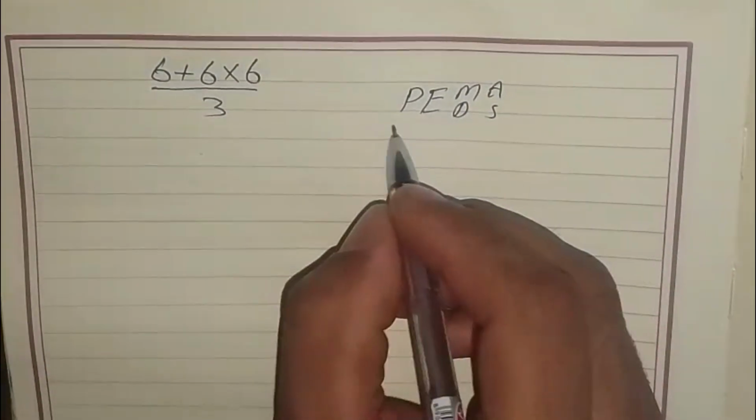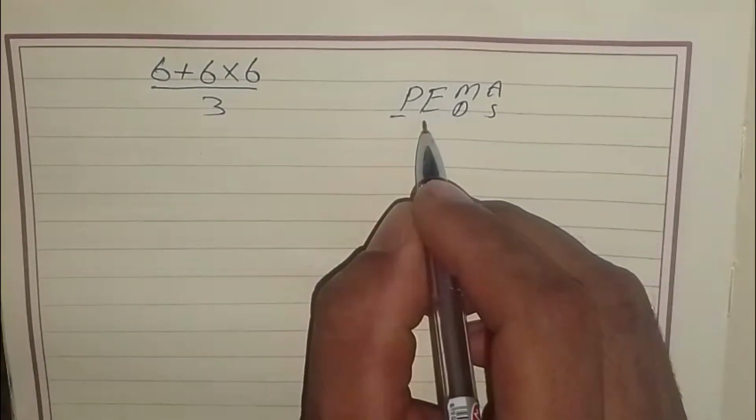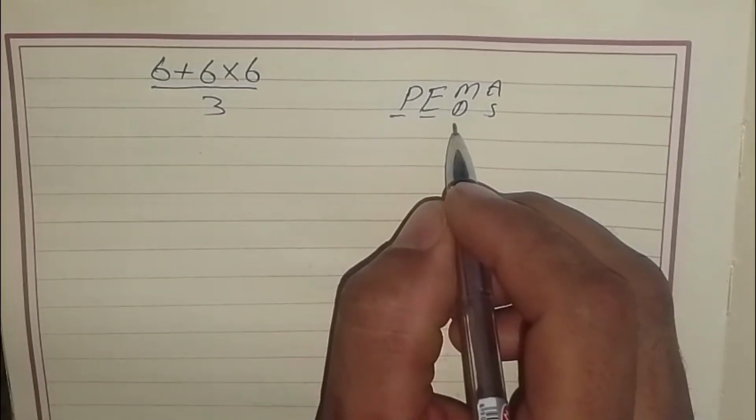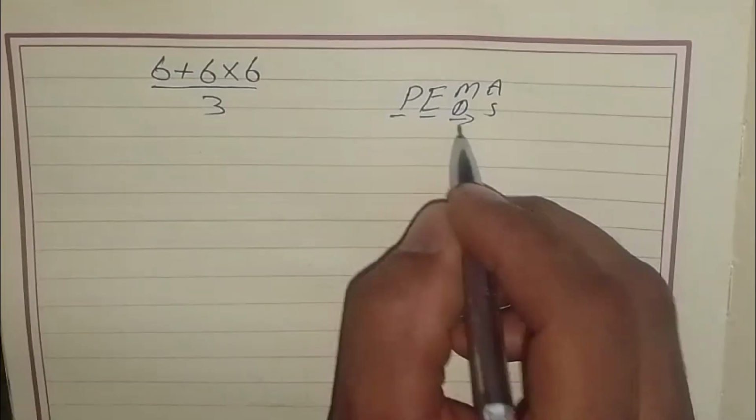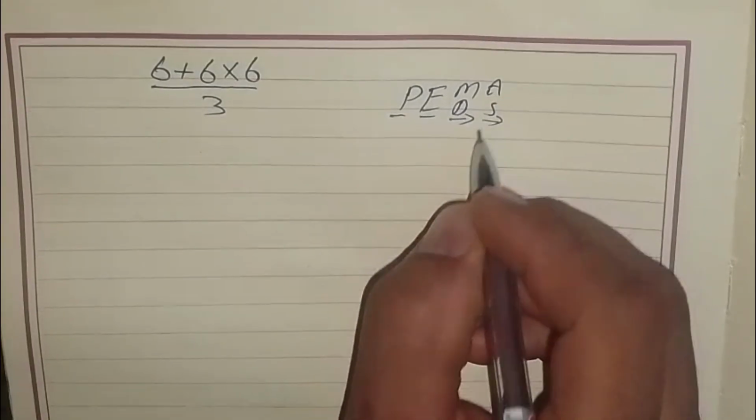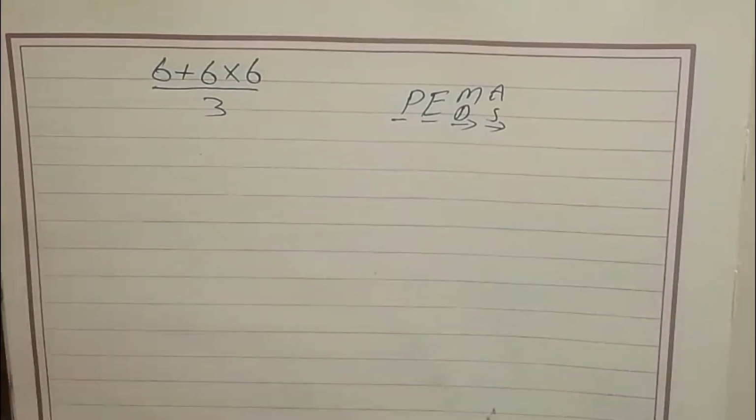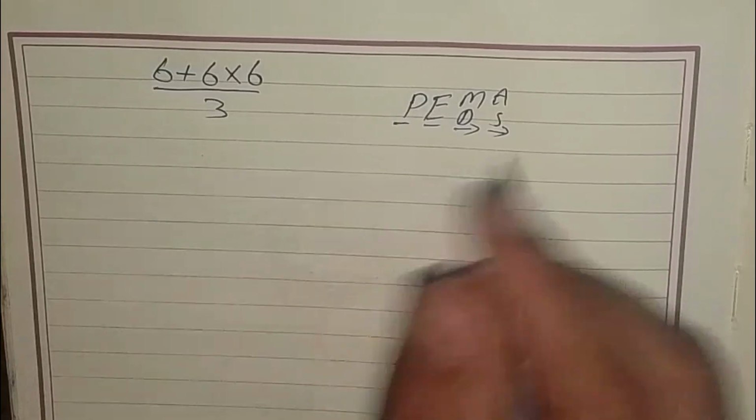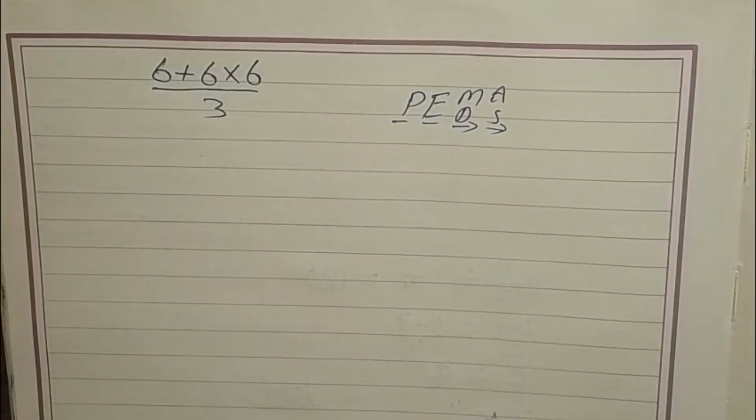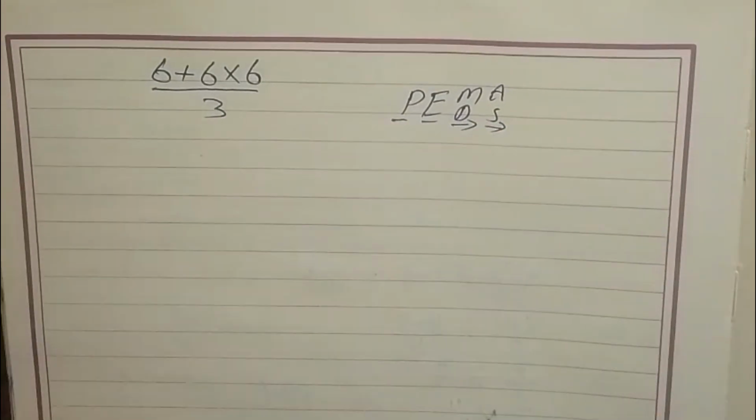According to the PEMDAS rule, first of all we solve parentheses, then exponent, then multiplication or division, and then addition or subtraction. Multiplication or division we start from left to right, and addition or subtraction we start from left to right.